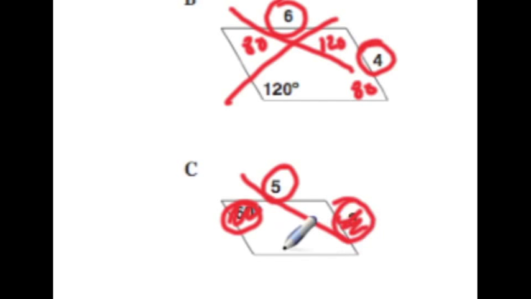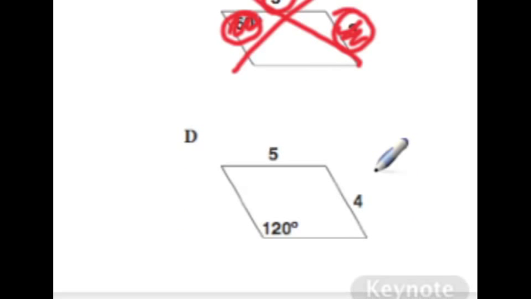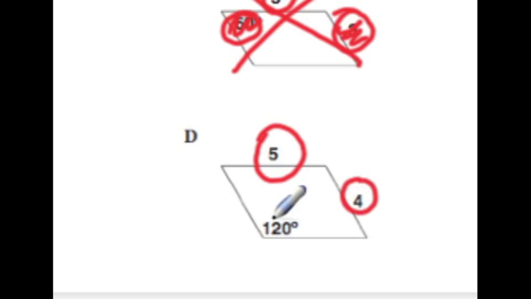That's not right either. All right, through process of elimination, my answer is D, but I'm just going to make sure. Okay, I got the right sides, 5 and 4. And a 120 is right too, so 120 has to be this angle here, which is right.